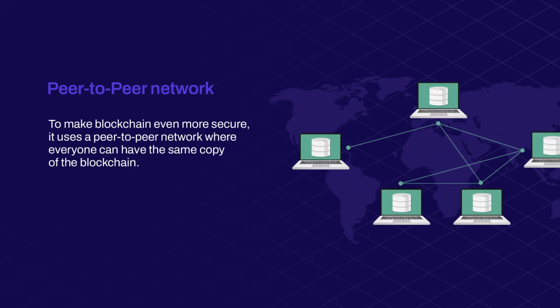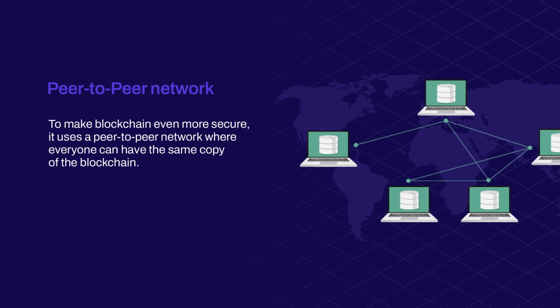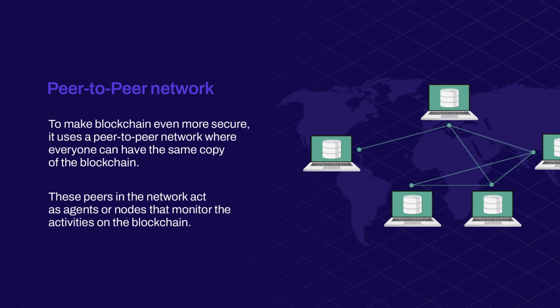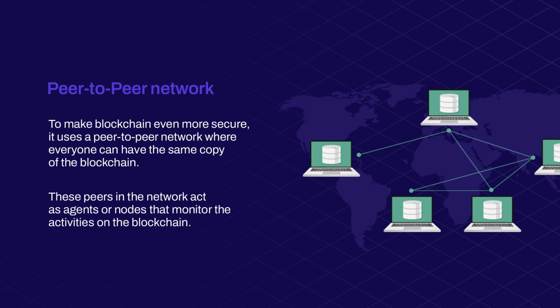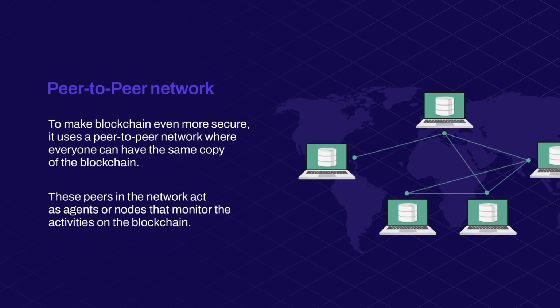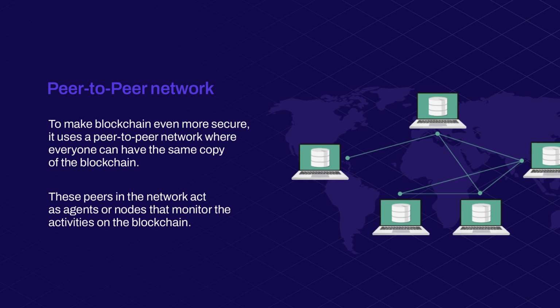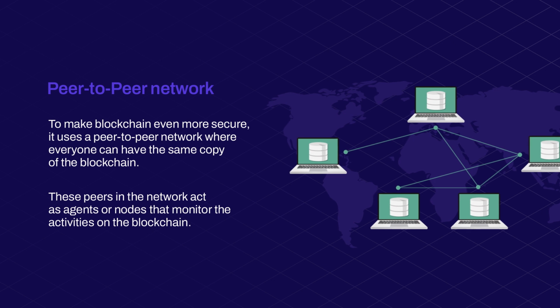To make blockchain even more secure, it uses a peer-to-peer network where everyone can have the same copy of the blockchain. These peers in the network act as agents or nodes that monitor the activities on the blockchain. If there's a new block trying to be added to the chain, everyone in the network will have to verify whether or not this block is valid.